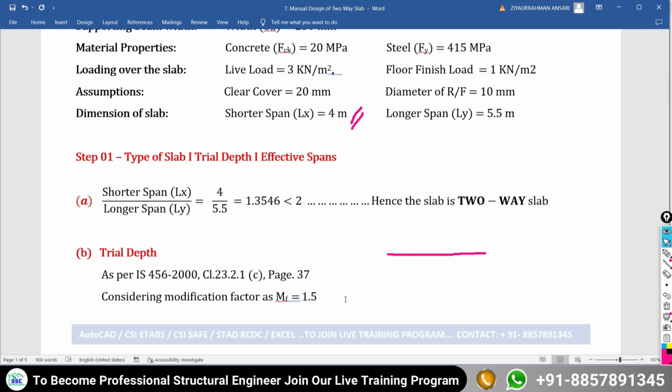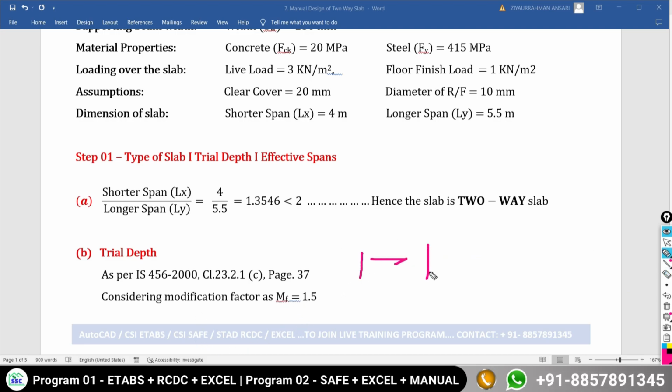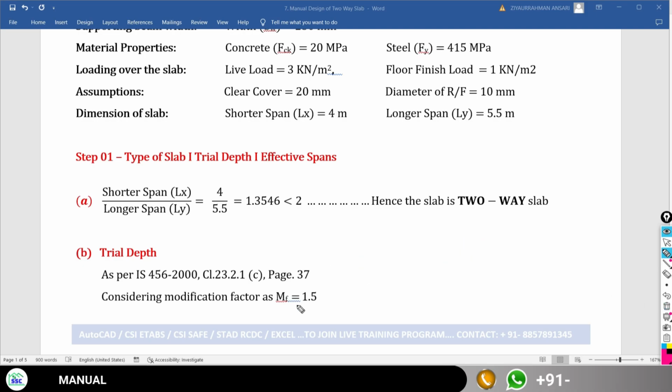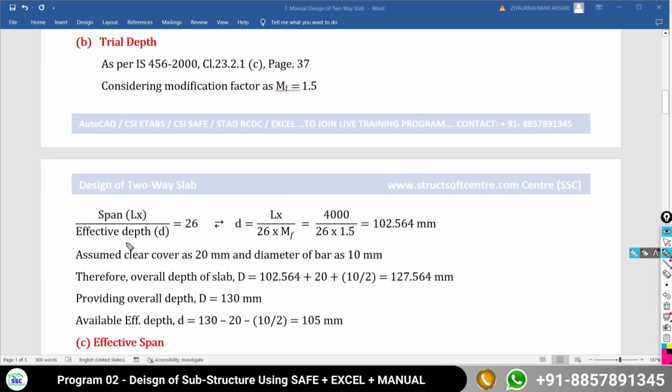But at the initial stage we have to assume this value. For that reason, it is recommended that the assumed value of modification factor should be 1 to 1.5. In between this range, you can assume the value of modification factor. So here I am going to consider the modification factor as 1.5. With this modification factor, what is the span? Span to effective depth ratio. You always have to consider the shorter span.